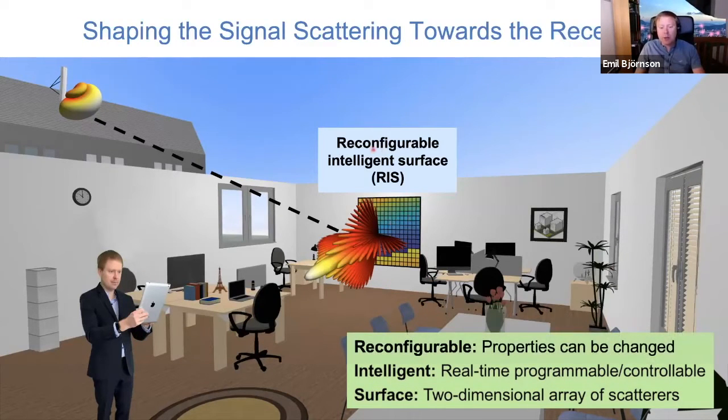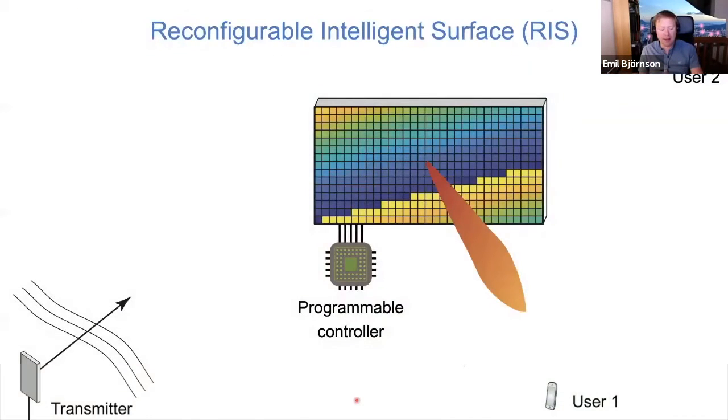The name Reconfigurable Intelligent Surface contains 3 words. Reconfigurable means that somehow the properties of this surface, which is a very thin surface that you put on the wall, can be changed. Intelligent means that it's real-time programmable or controllable. And surface, of course, means it's a 2-dimensional array. And what it will contain is small elements that we call scatterers. And I will go into more details on that here.